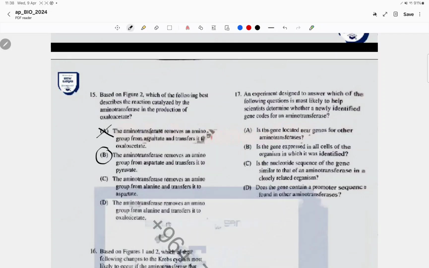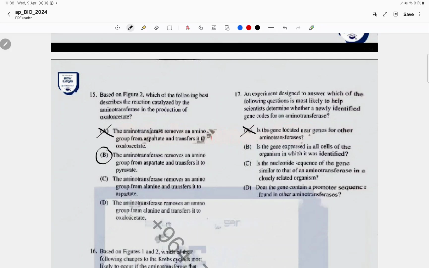Okay, an experiment designed to answer which of the following questions is most likely to help scientists determine whether a newly identified gene codes for the aminotransferase enzyme. Is the gene located near genes of other aminotransferases? The location of the gene does not matter. It's about does the gene code for that specific enzyme or not. The location does not really matter.